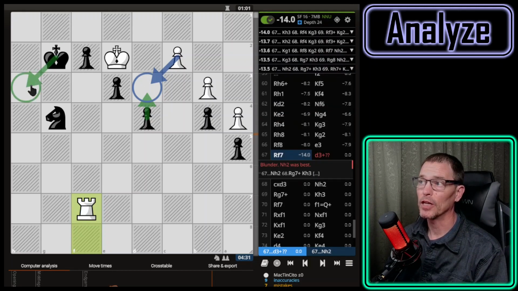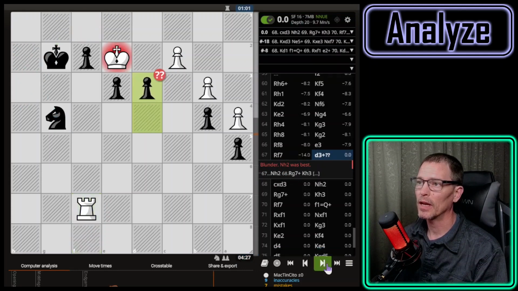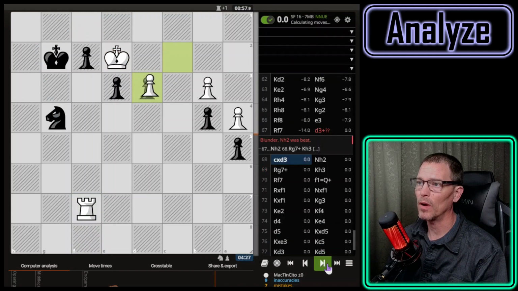Nope, it changed its mind a few times. But king to h3 or king to h2 are my best moves. But the game review said I should have played knight to h2. Okay, that would have guarded that square, but then they just would have checked me. Okay, but instead I played that, and they should have taken with the pawn, and they did.